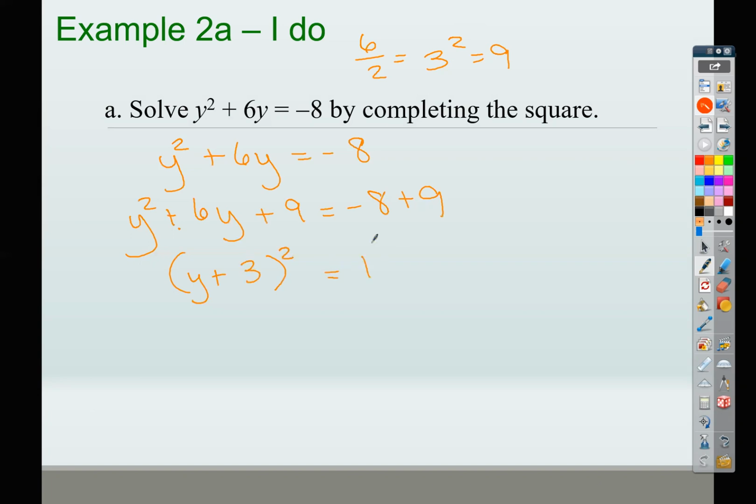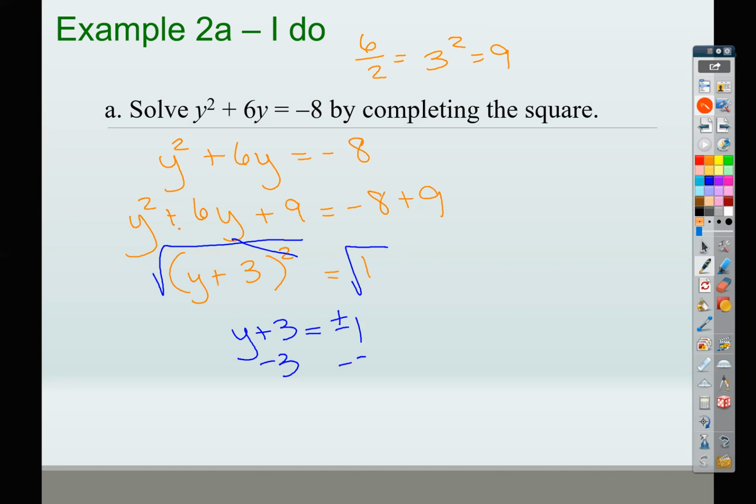Negative 8 plus 9 is 1. Now I'm going to use the square root property to solve this. So I'm going to take the square root of both sides because I'm solving for the y. The square and the square root will cancel each other out. So I'll just get y plus 3 equals positive and negative 1.